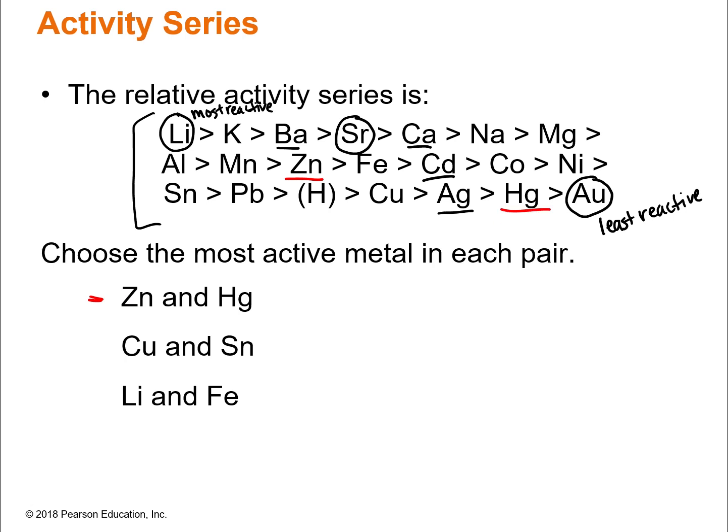The most active metal is going to be the one that comes first. Zinc comes first, so it is more active than mercury. We'll do green for the next one. We've got copper, which is here, and tin, which is Sn, here. Which one comes first? Tin comes first, so it is more active than copper.